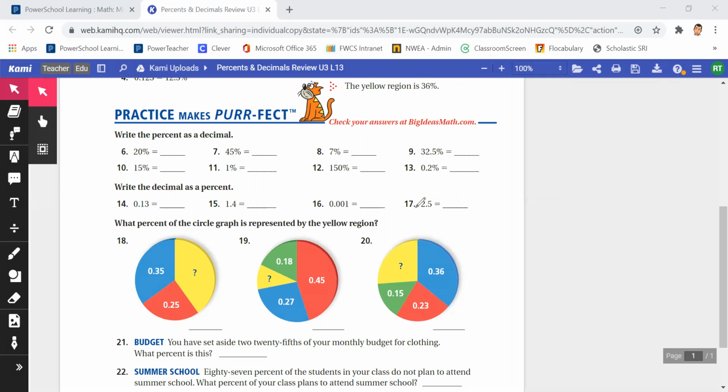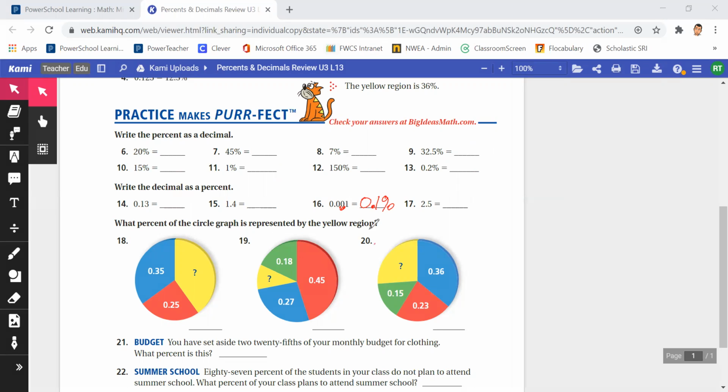Again, 14 through 17, you're just changing it from a decimal to a percent then. So you're moving the decimal the opposite way. So you're moving the decimal 2 places over. So this would actually be 0.1%. So that's a very small number, very small percent.